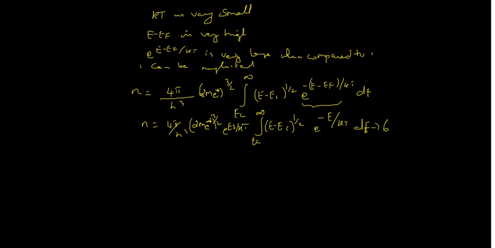To solve this, let E minus EC be equal to X. So here you have to put X. Now E is equal to EC plus X, and if you have a change in dE, then it becomes dX. dE becomes dX.